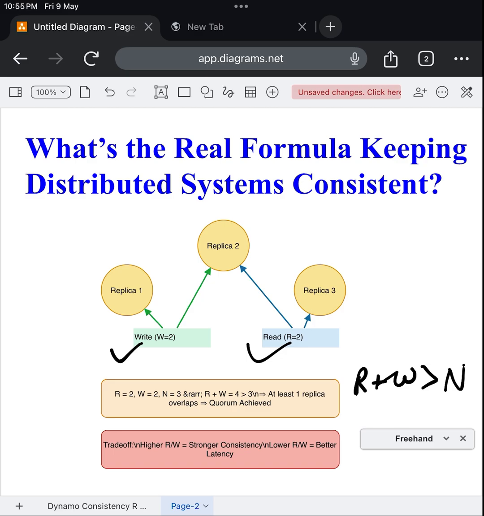So next time you're designing a distributed system and someone says consistent hashing isn't consistent, tell them it is, if you know the formula.